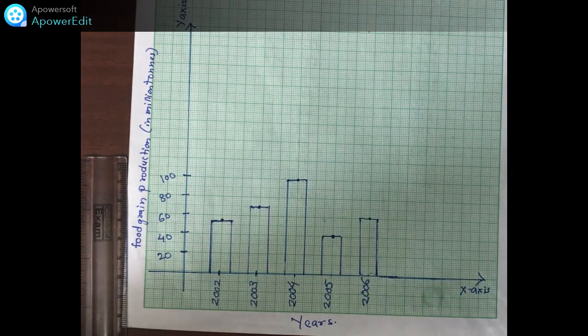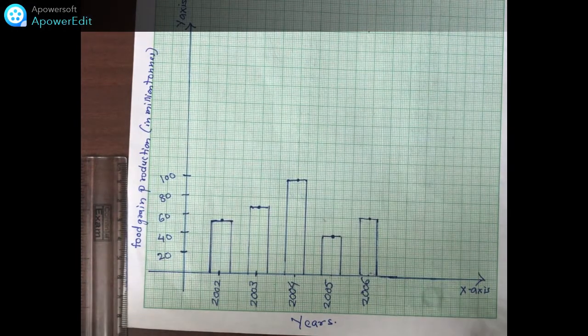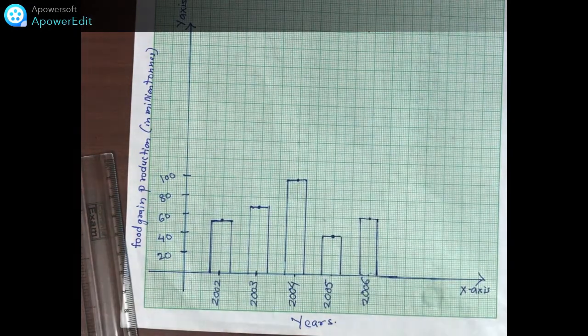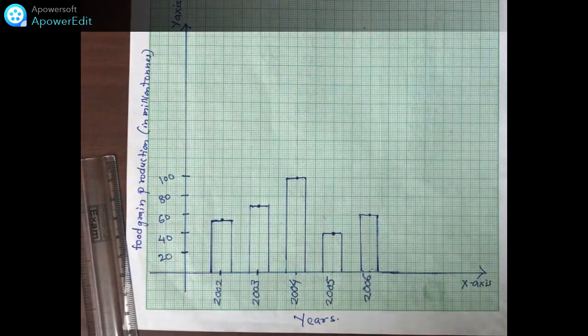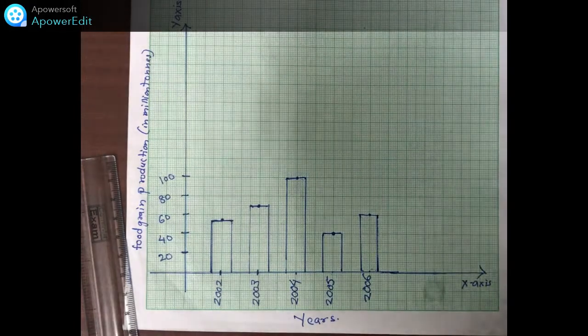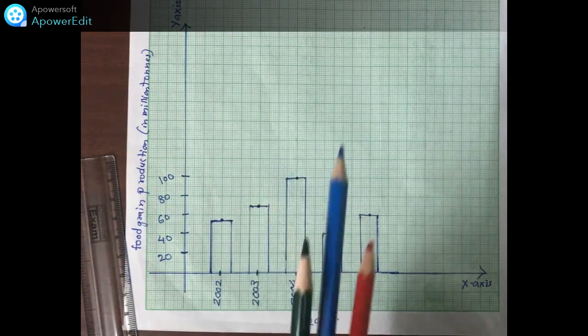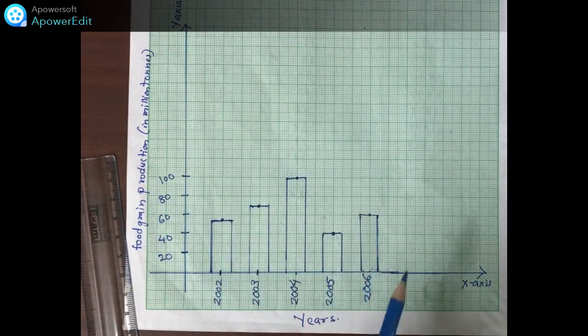Now we have almost completed drawing the bars for all the given years. Once this bar graph is drawn, you can give the title to this graph as the simple bar graph. You can use color pencils to color the bars with the same color or with different colors indicating different years.